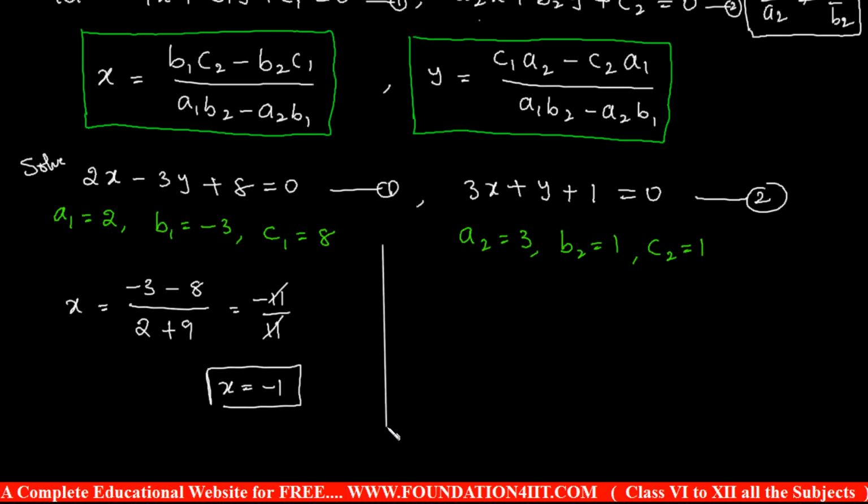Let's use the same for y. So y is equal to c1 a2. Okay, c1 is 8, a2 is 3, 24 it is. Minus c2 into a1. c2 is 1 and a1 is 2, 1 2s are 2. Divide by the same denominator, no? So the same 2 plus 9 only will come. Denominators are the same for both. So 24 minus 2 is 22 by 11. So 11 ones are 11, 11 twos are 22. Then y is equal to 2.